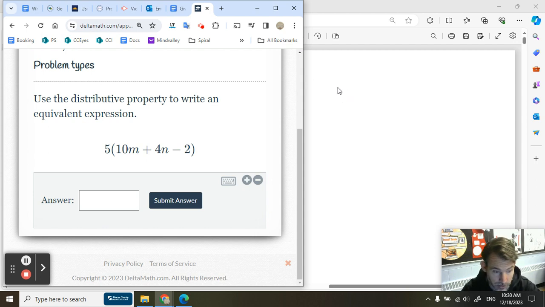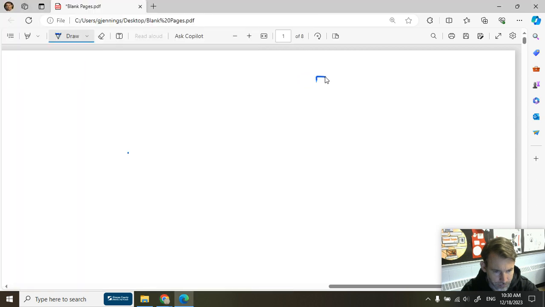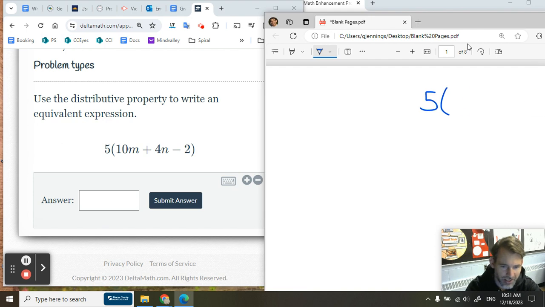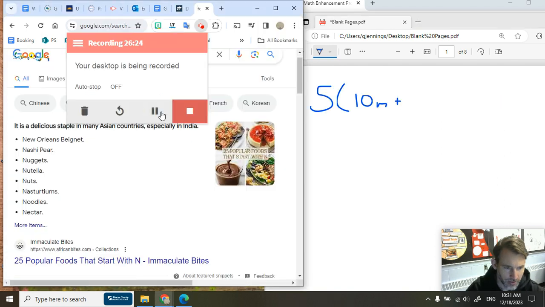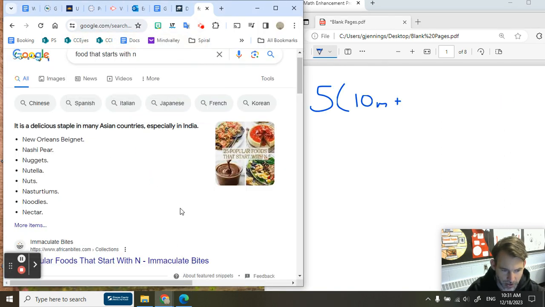M's can still be marshmallows and N's can still be, I want something better than what I was saying before. N's can be, oh my gosh. Sheesh. 5 times 10 marshmallows plus 4. Oh my gosh. Okay, if you were worried about me that my brain was breaking, it was breaking because I couldn't think of a food that started with N that wasn't nuts. And I've come up with Nutella. I was thinking nougat. I couldn't think past nougat, but we're going to go with noodles.